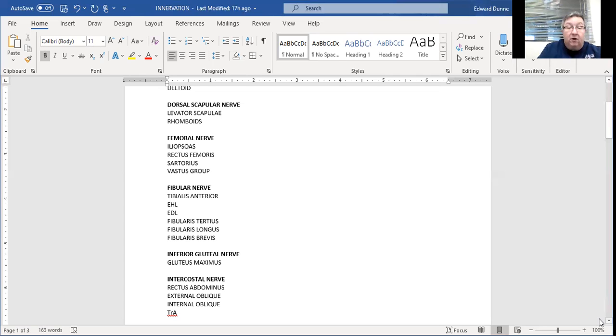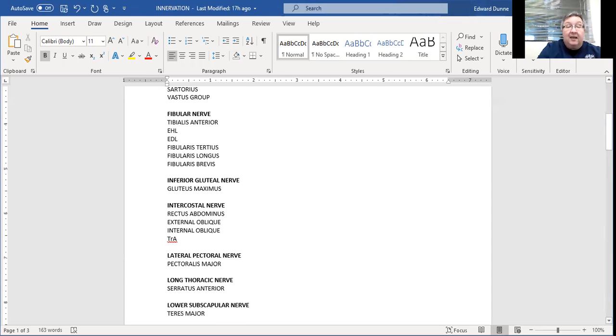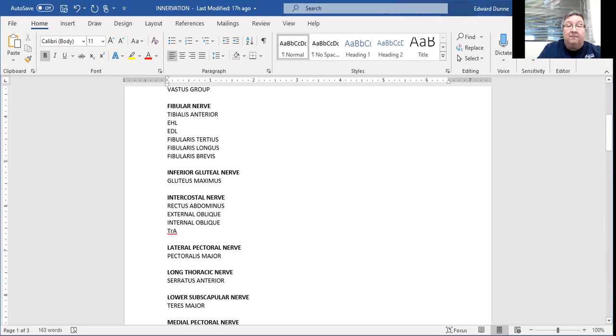The fibular nerve is a lower extremity nerve, and it has many of the muscles of the lower extremity, and most of these muscles do plantar flexion of the leg. You'll find these out tomorrow.